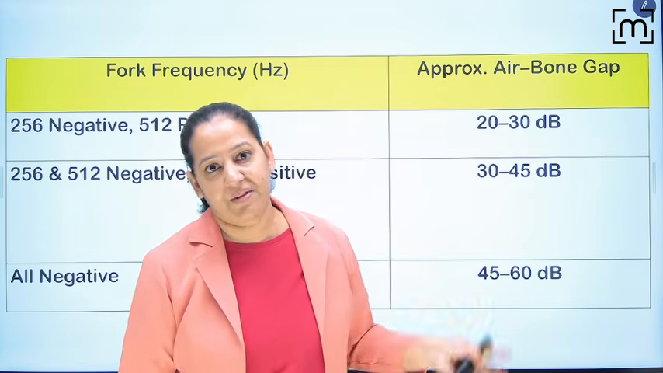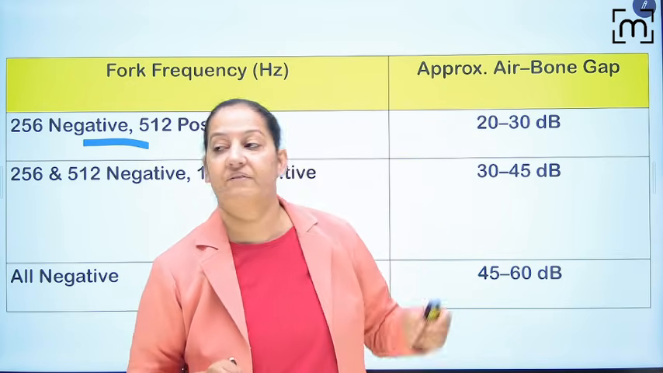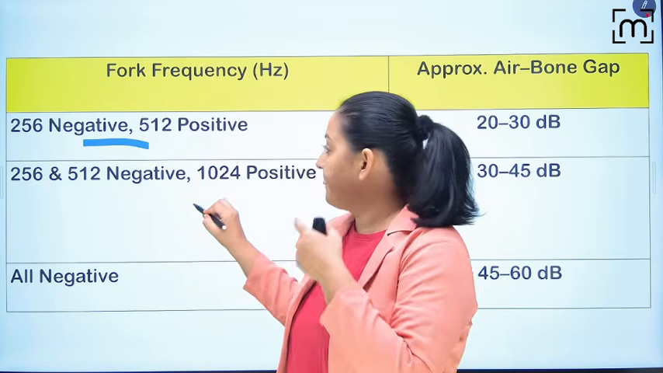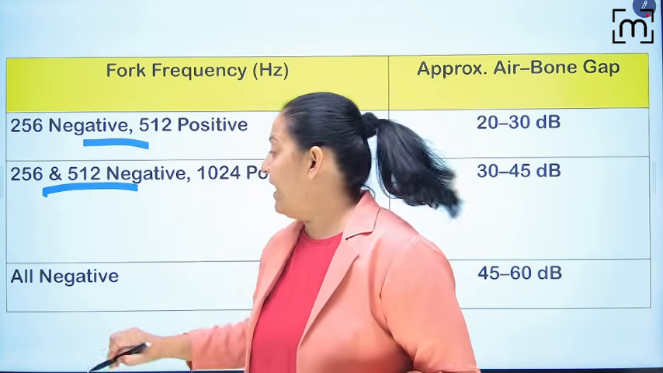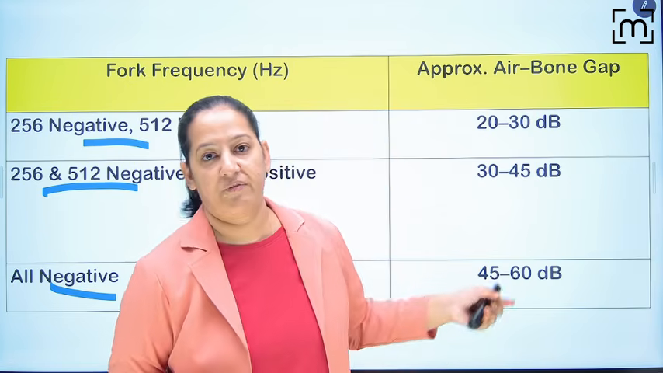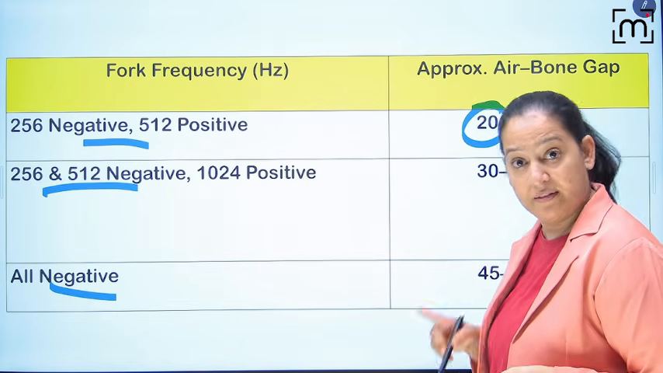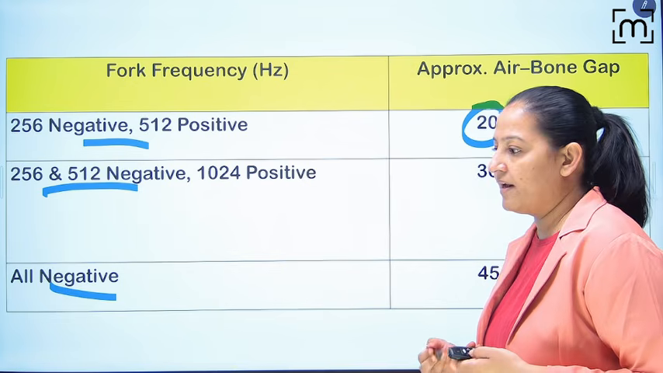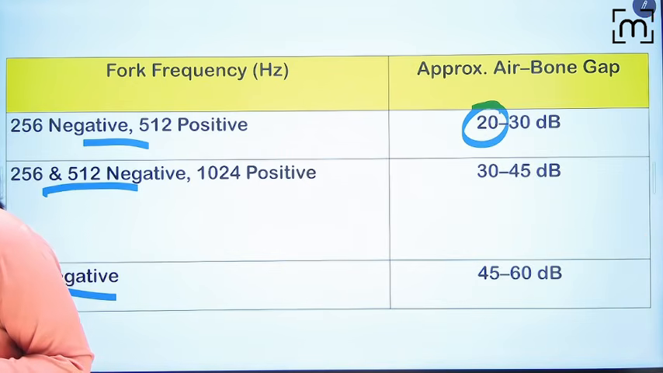So you get MCQs on that. Only 256 negative, this much of deafness. 256 and 512 both are negative, this much of deafness. And all three are negative, this much of deafness. Below 20, we can't detect with Rinne. This is also an MCQ. I hope you all are getting it. Can we go ahead? Okay, got it.